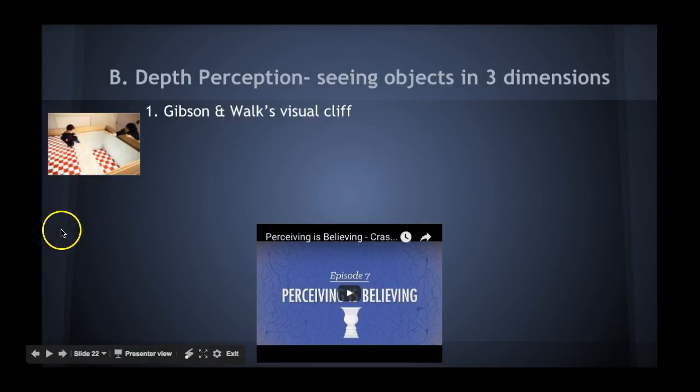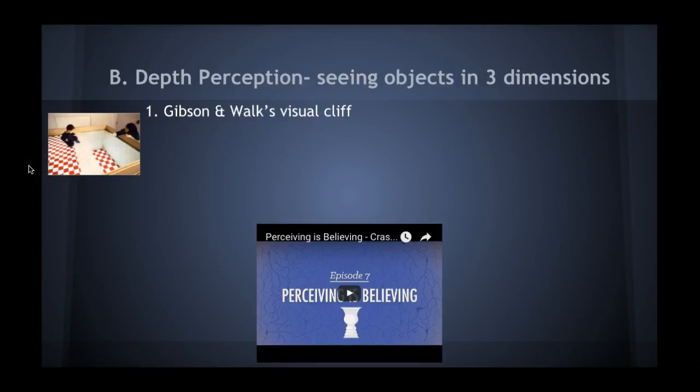Basically, as you can tell, there is this checkerboard pattern here on the floor. And then they literally do have this kind of cliff here, right? And then they have the checkerboard pattern on the bottom. But across it, they will put some sort of plexiglass, for example, that's kind of invisible.